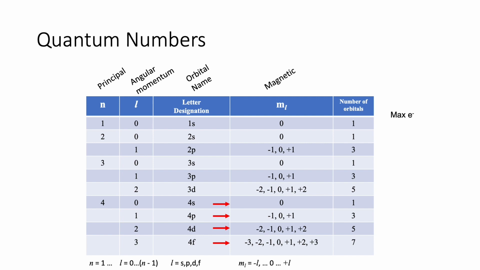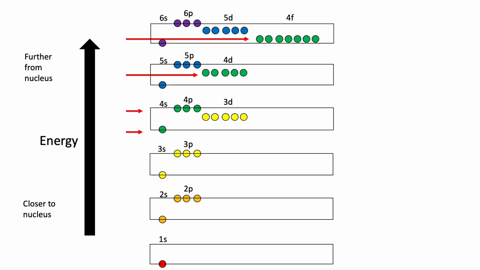The number of magnetic quantum numbers gives us the number of orbitals. In our diagram, you can see 1 4s orbital, 3 4p orbitals, 5 4d orbitals, and 7 4f orbitals. Of course, we can continue with principal quantum number 5, 6, and 7, but we'll stop here.